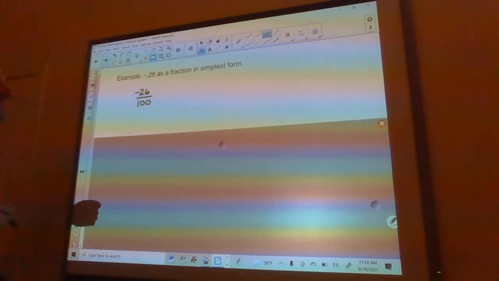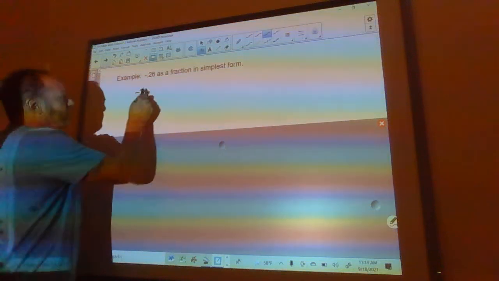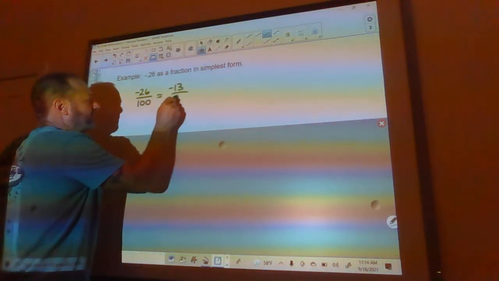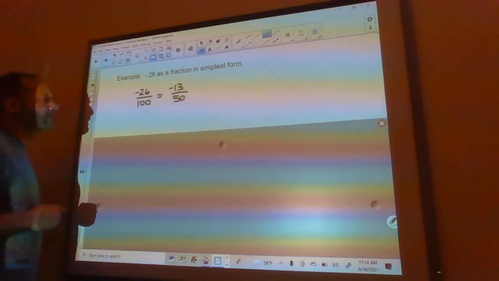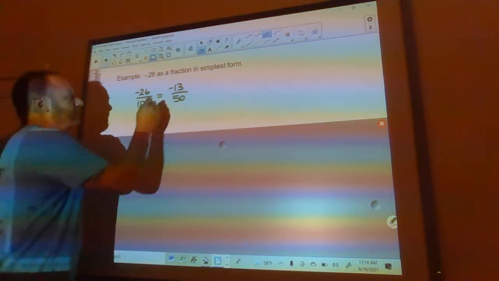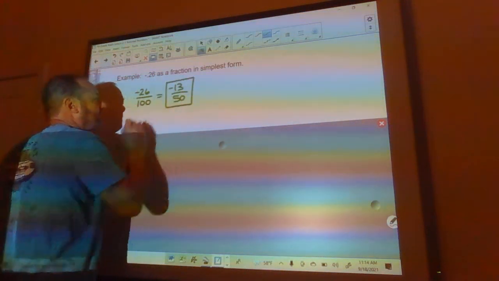Okay, so I'm just going to write it like that, -26/100ths. And now I have to reduce it. So 2 will go into both of those. So it'll go into 26 13 times, and it will go in there 50 times. And I can't do any more because 13's prime. So that's my answer.